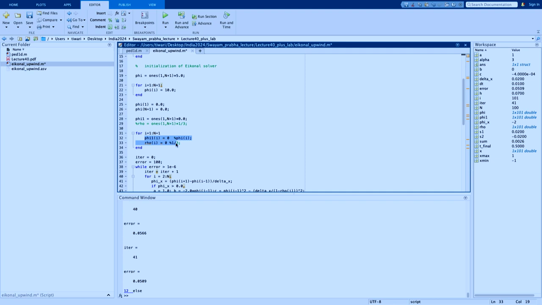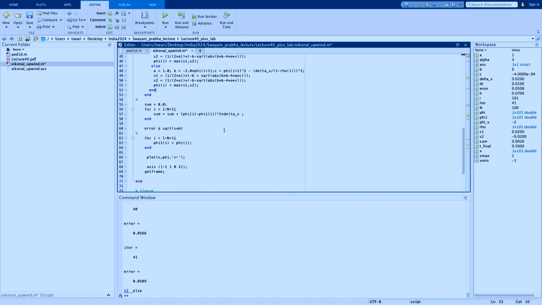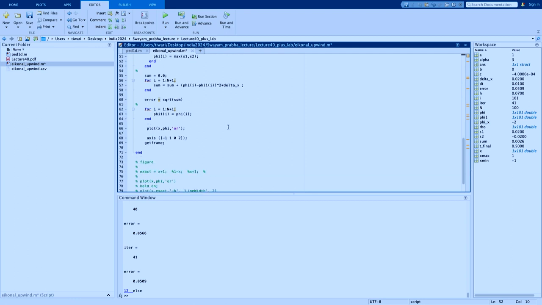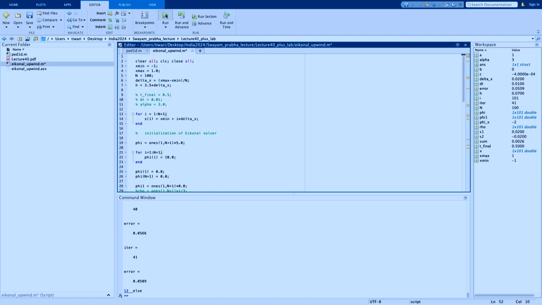Then here I solve the Eikonal equation with the iterative method. So I look here: if phi is positive, I use the backward difference. If phi is negative, I use the forward difference. And then finally I find phi as the maximum value of the two roots of the quadratic polynomial. And after that, I look at the error. If the error is less than epsilon, I stop, otherwise I go on. And if it exceeds the maximum iteration, I stop. Now this is just for the solution of the Eikonal equation.